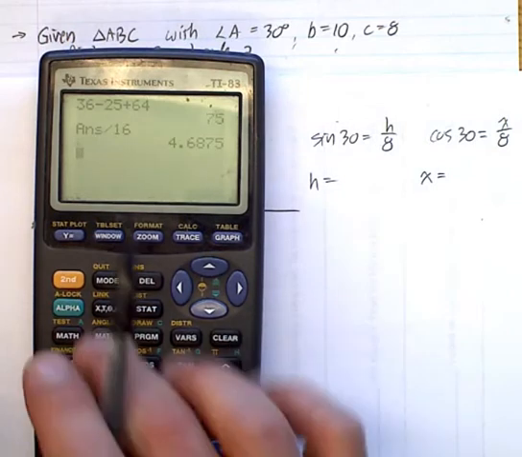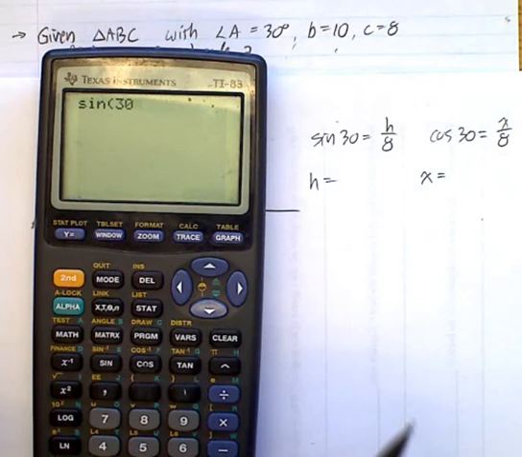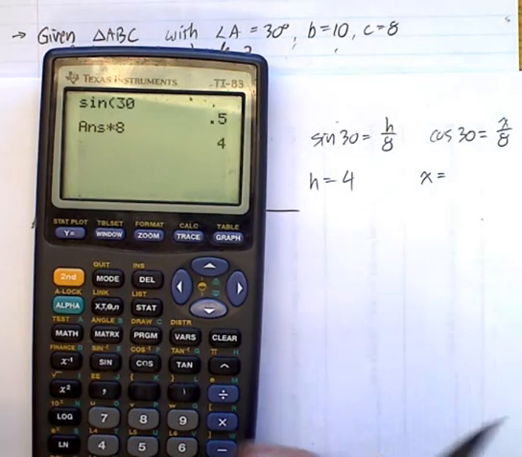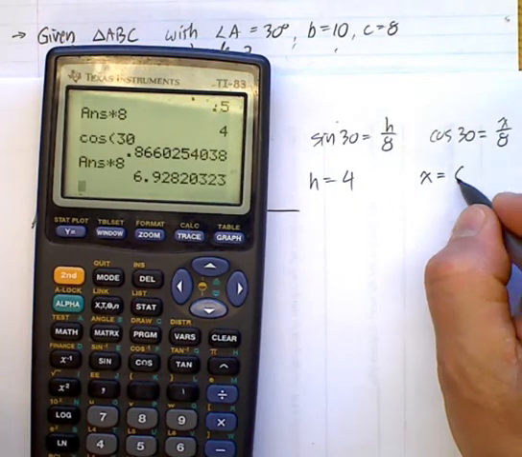Let's turn it on first, put it in the right mode. I'm in degrees. So I'll go sine 30, and I times it by 8. It gives me h of 4. Here, I'll go cos 30, and then times 8, and it gives me 6.9.